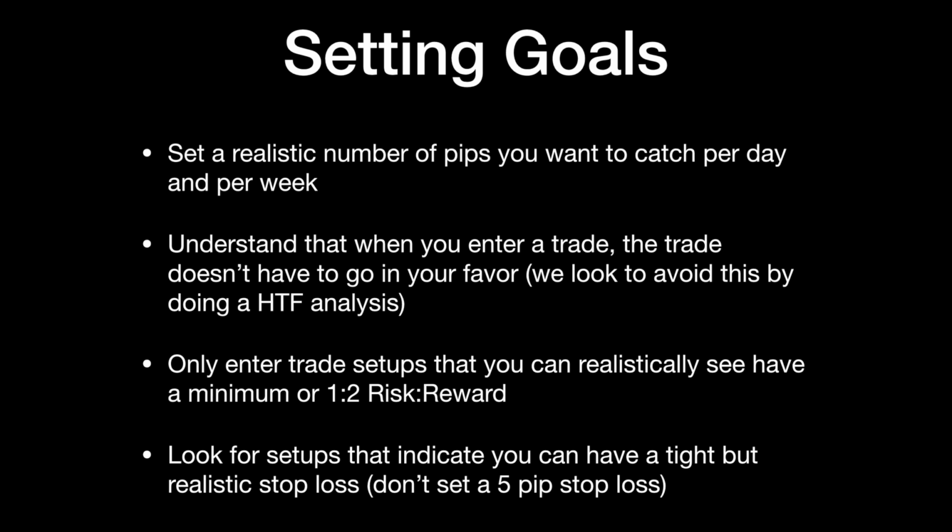Okay, so the last step is to look for setups that indicate you can have a tight but realistic stop loss. Everybody that's just getting into trading will get in the market and set a 3 or 5 pip stop loss. And most of the pairs, especially majors, already have a 3 pip spread. So you can't just set a 3 to 5 pip stop loss as soon as you enter the trade to barely risk anything and then set a take profit of 100 pips. It's again not realistic. So make sure that whenever you're getting in a trade, me personally, I like to have a minimum of 20 pip stop loss.